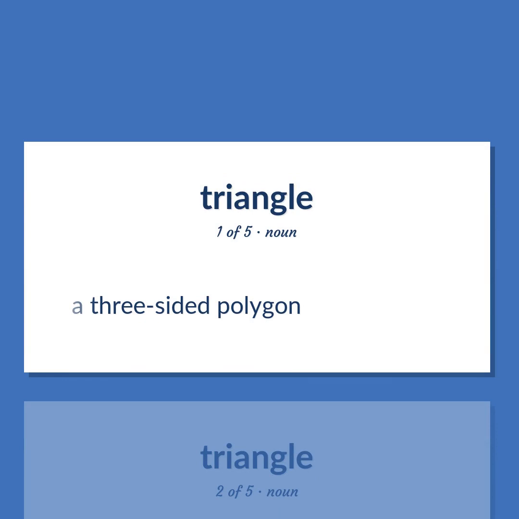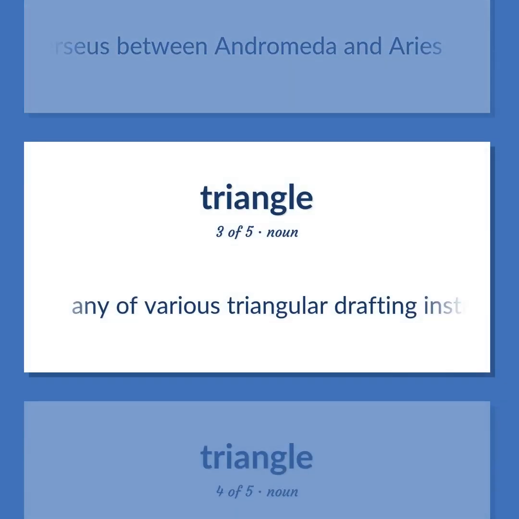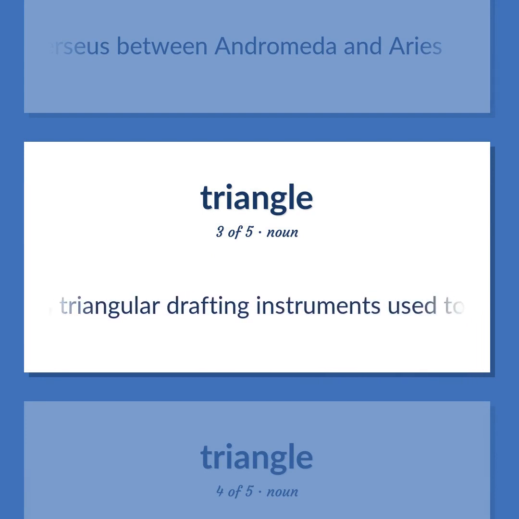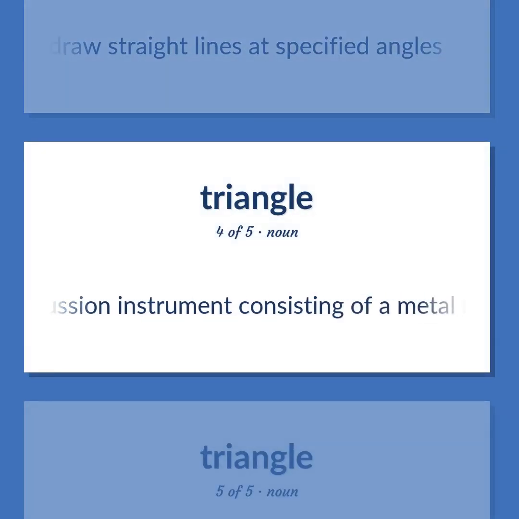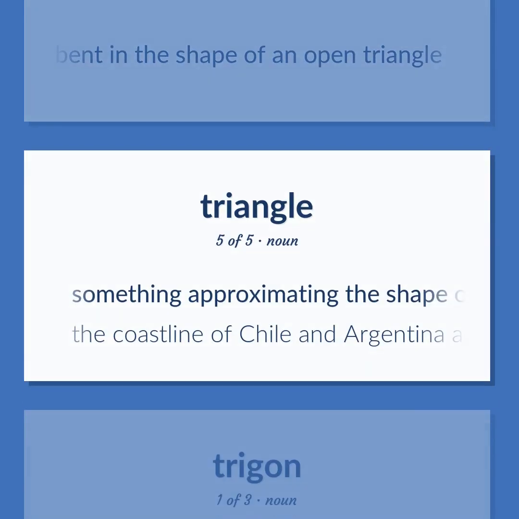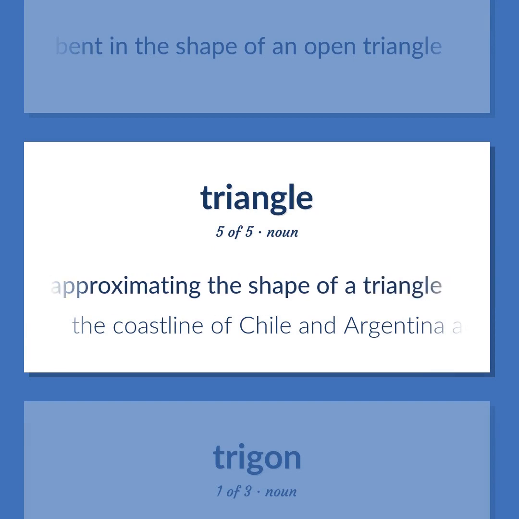A three-sided polygon. A small northern constellation near Perseus between Andromeda and Aries. Any of various triangular drafting instruments used to draw straight lines at specified angles. A percussion instrument consisting of a metal bar bent in the shape of an open triangle. Something approximating the shape of a triangle. The coastline of Chile and Argentina and Brazil forms two legs of a triangle.